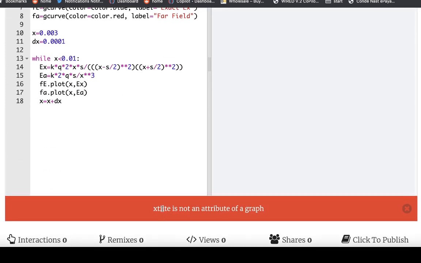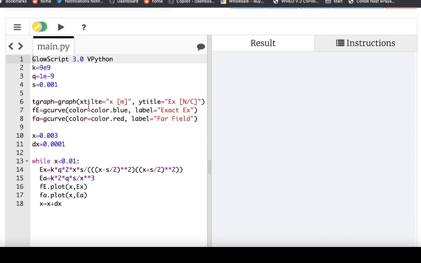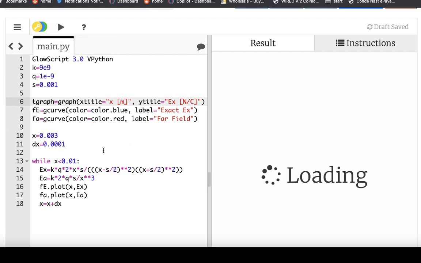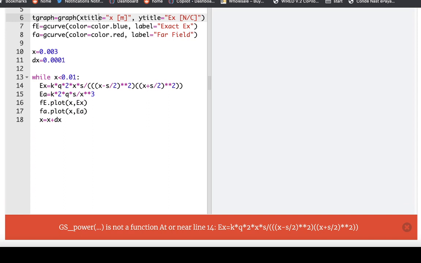Aha! I misspelled title. X title. Is that all it was? Title. Okay, let's try it again. No. GS power is not a function. What the heck? Is not a function.